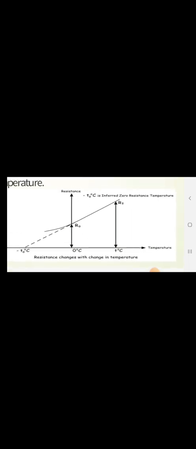After decreasing by T degrees centigrade, it will be R_T minus R_T naught. The resistance changes with change in temperature. So this figure is very, very important, you can understand. The temperature coefficient at 0 degrees centigrade of any substance is the reciprocal of the inferred zero resistance temperature of that substance.